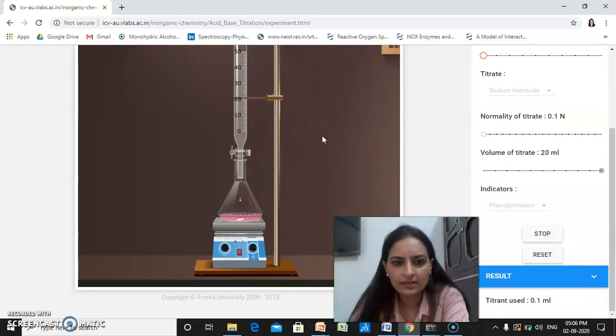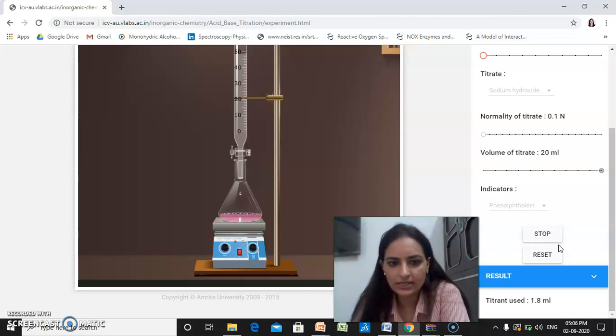As you can see, again drop wise, your acetic acid solution is now coming down, and continuous shaking is there. This is the hot plate, and this is the magnetic bead, as I have already told you, which helps in constant stirring. As manual shaking is not possible through online teaching, here we are using this virtual lab. Keep your eye there and note down the end point. Observe carefully, be attentive while you are observing the acid base titration, while you are observing the end point.